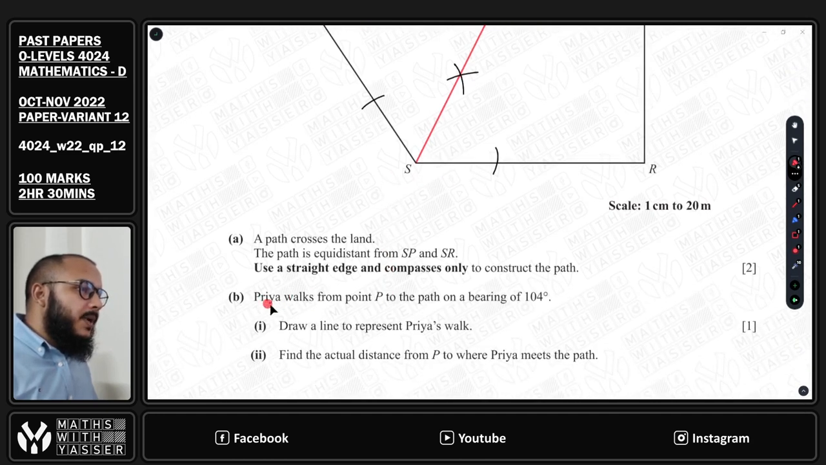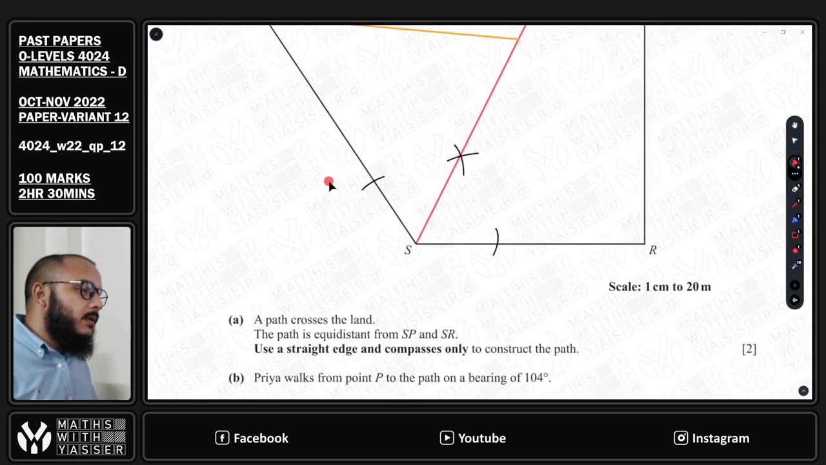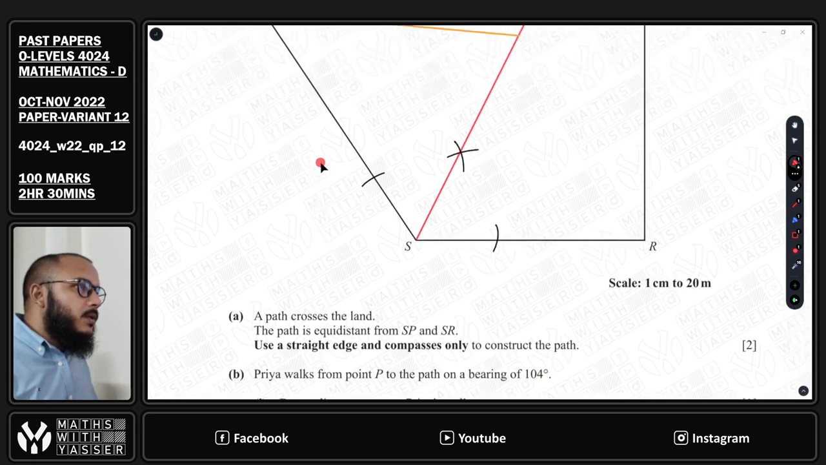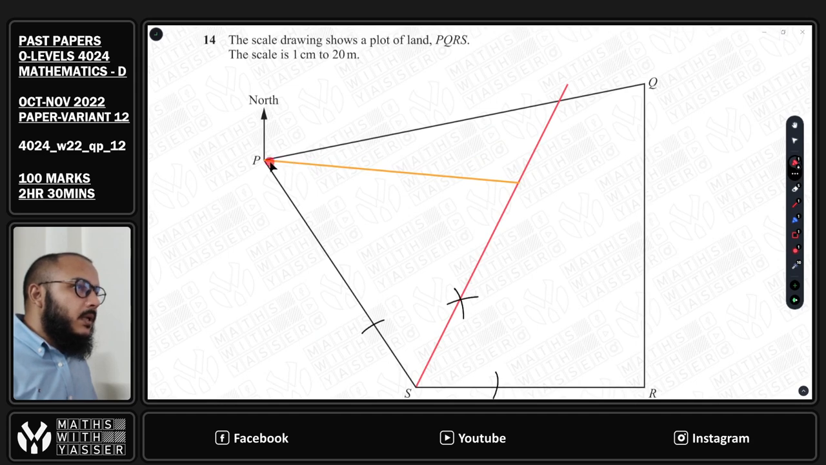Then it says Priya walks from point P, which is this, to the path on a bearing of 104 degrees. So with the help of a protractor, you can find that this is 104 degrees.